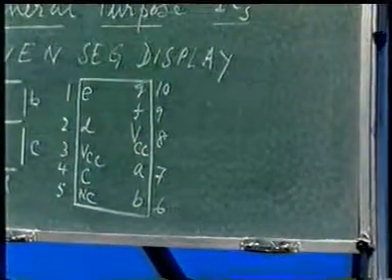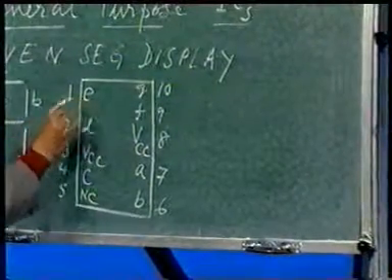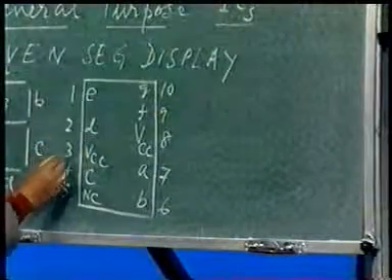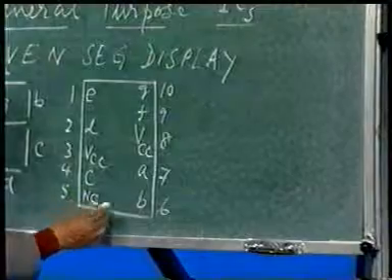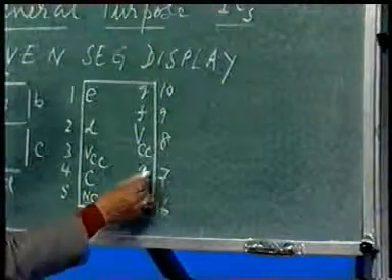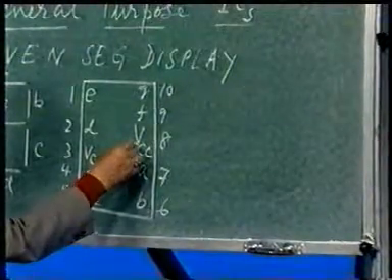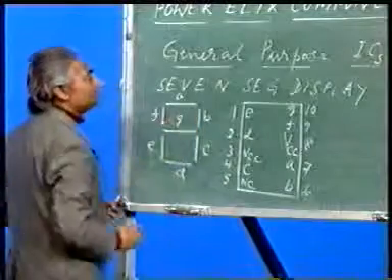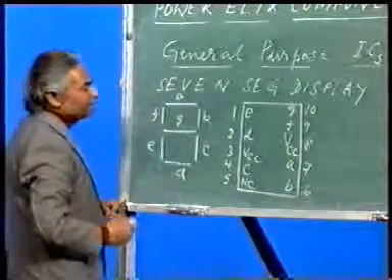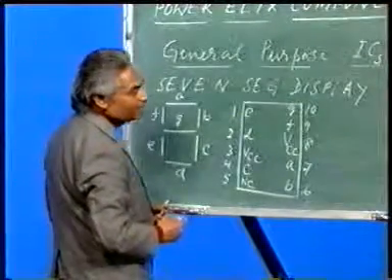I will repeat. Pin number 1 stands for E, pin number 2 stands for D, 3 stands for VCC, 4 stands for C, 5 there is no connection, 6 stands for B, 7 for A, 8 for another VCC, 9 for F and 10 stands for G. So if you know these configurations, these numbers, you can easily connect them in the circuit.